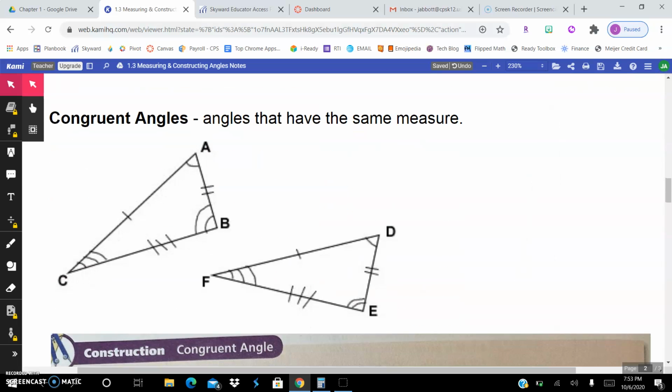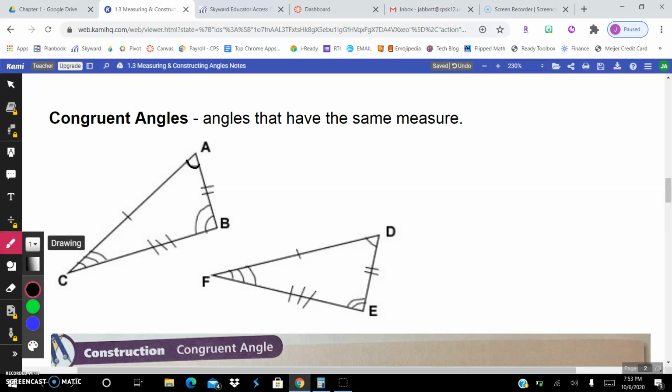Congruent angles are angles that have the same exact measure. So yesterday we talked about the tick marks and how they represented congruent segments. So those are on these triangles as well. One tick mark matches up with one tick mark on the other triangle, and 2 and 3 and so on. So the same thing works for angles, but they use the little arcs there.